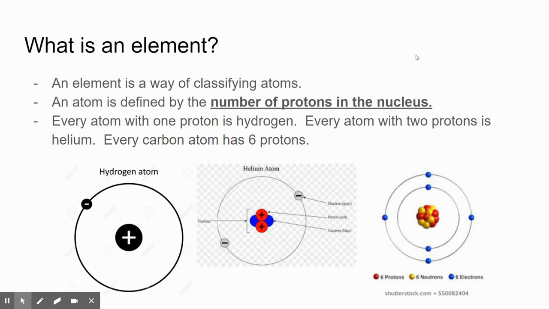Now the number of neutrons can change. If they change, we get an isotope. The number of electrons can change. If they change, we get an ion. But it doesn't change the name of the element. So the number of protons is what gives an element its name.